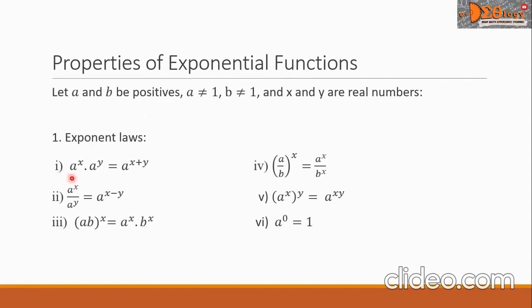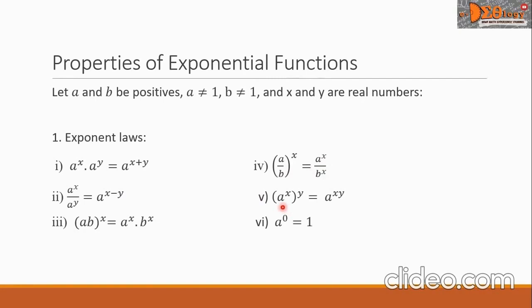Law number 1, a raised to x times a raised to y equals a raised to the sum of x and y. Exponent law number 2, a raised to x over a raised to y equals a raised to the difference x minus y. Law number 3, ab raised to x is equal to a raised to x times b raised to x. Law number 4, when we have a quotient and this is raised to x, this is equal to a raised to x over b raised to x.